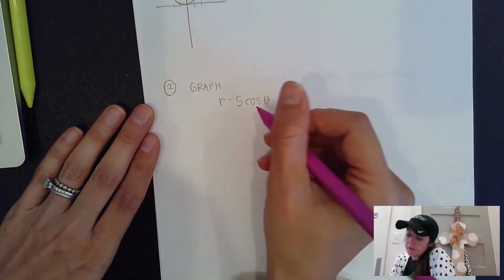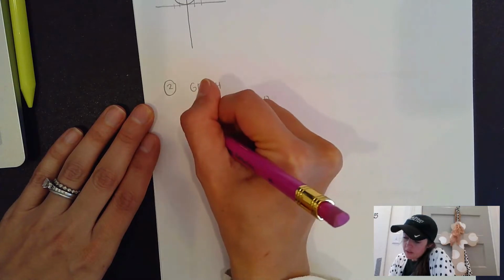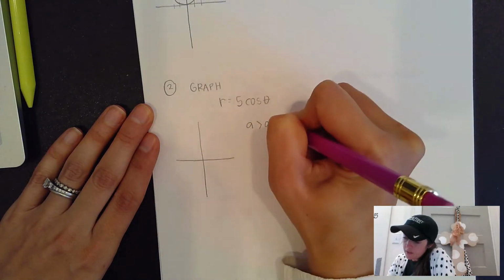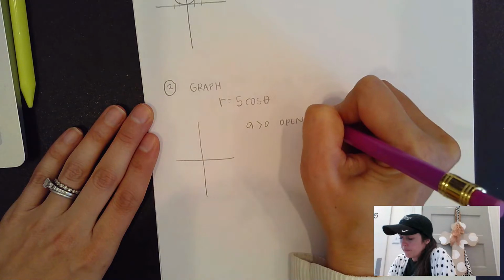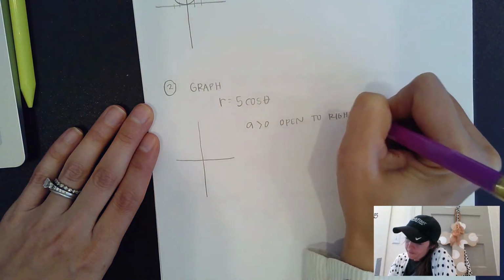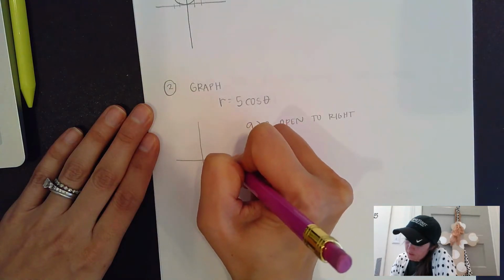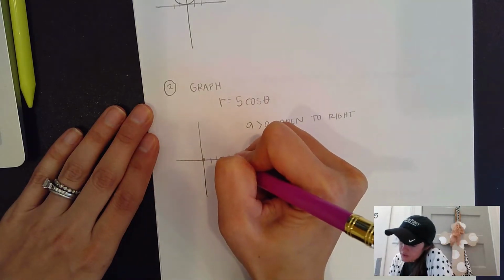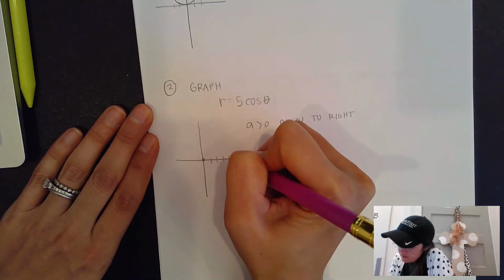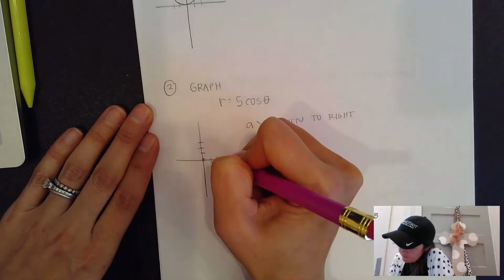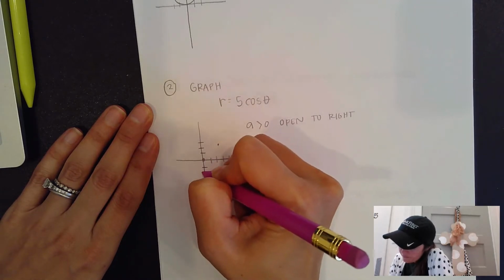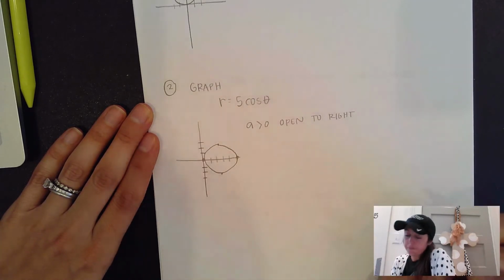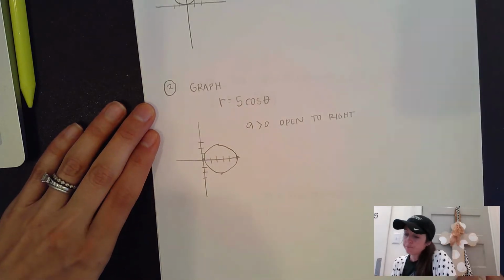Alright, so what about r equals 5 cosine of theta? So cosine is going to either open to the left or to the right. And if A is greater than 0, then it's going to open to the right. Okay, so we're going to have 1, 2, 3, 4, 5. And then half of 5 is what, 2.5? So that basically is what that one would look like. Okay.